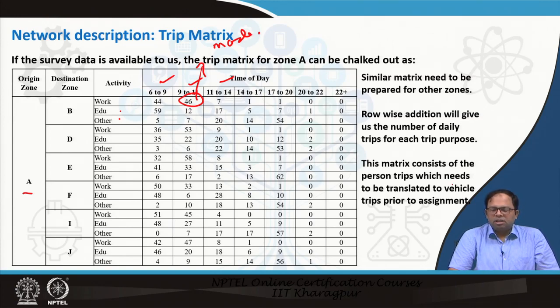This matrix consists of person trips, which need to be translated to vehicle trips prior to assignment. So once we know the mode choice, we will convert those trips to the particular mode, and that actually will help us to decide on what would be the total number of vehicles that would be loaded onto the particular route segment.